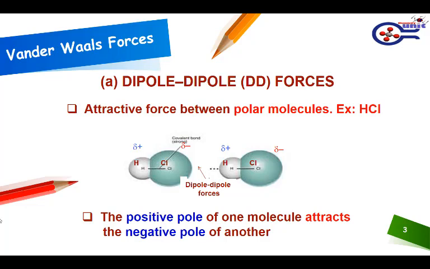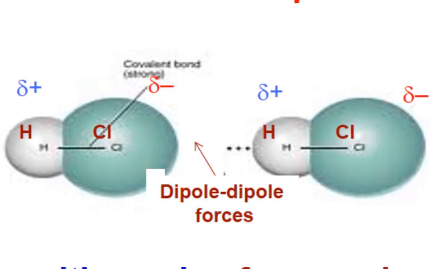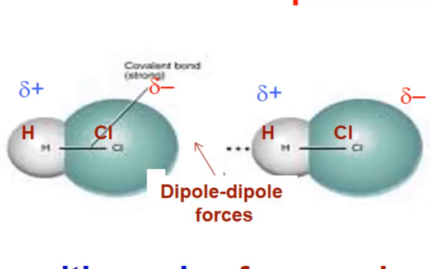Let's have a look at dipole-dipole forces. Dipole-dipole forces are attractive forces between polar molecules. Let's see how dipole-dipole forces exist between HCl molecules. If we look at the diagram of HCl, there exists a positive pole and a negative pole in the HCl molecule. When two molecules of HCl are close together, the positive pole of one molecule attracts the negative pole of another. So here exist the dipole-dipole forces.